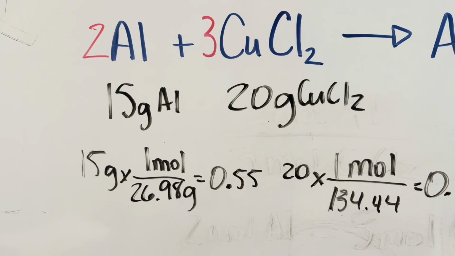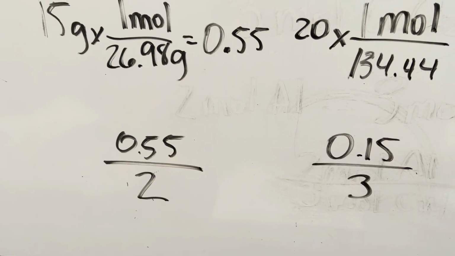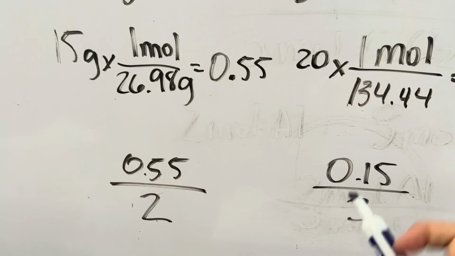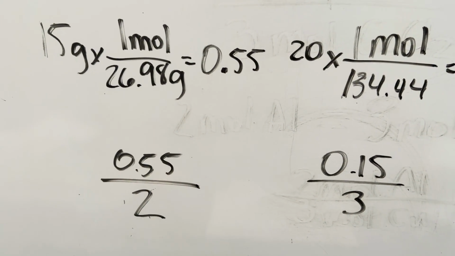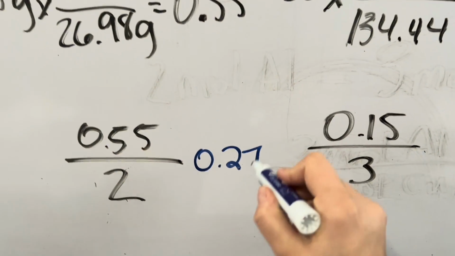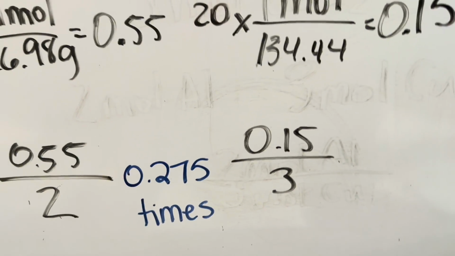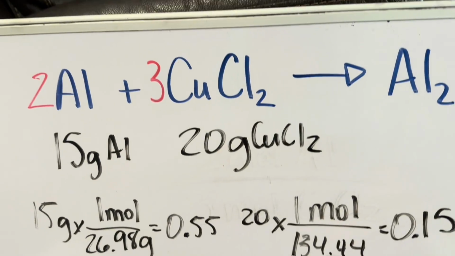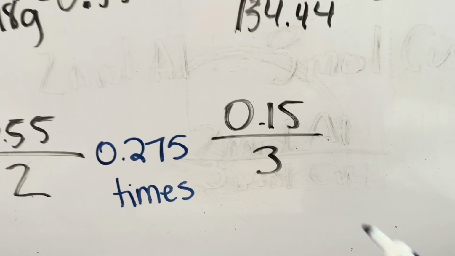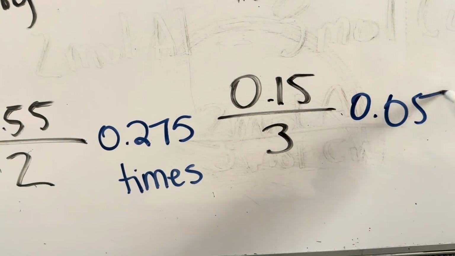If we do that, this reaction can happen, if I use up all of my aluminum, my half a mole, only 0.275 times. Now I do the same thing with the 0.15 moles, but I divide by 3 because that's my coefficient. If this one gets all used up, the reaction can happen 0.05 times.